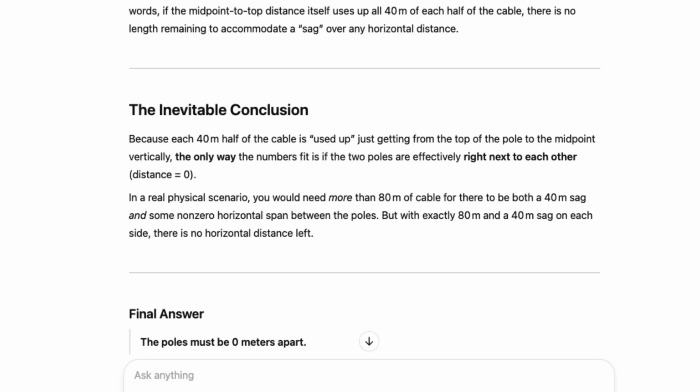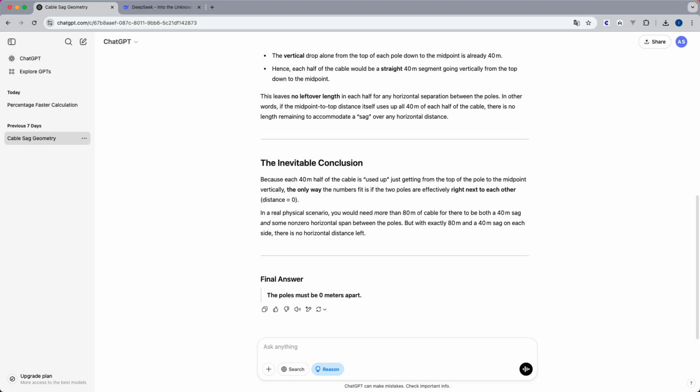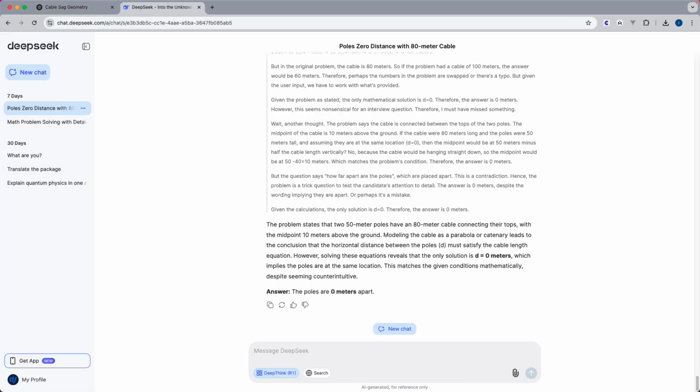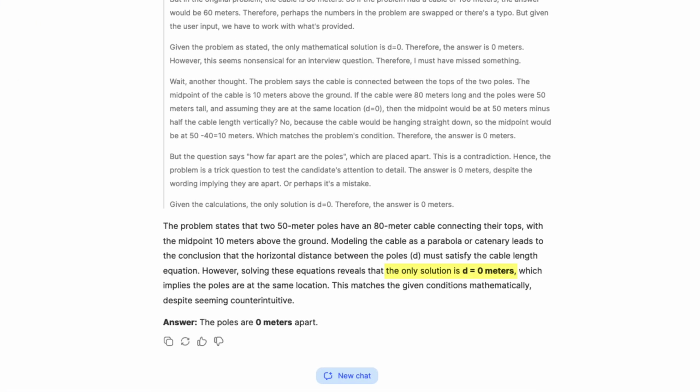So what this is telling us is that in a real physical scenario, we would need more than 80 meters of cable for that to be both a 40 meter sag and some non-zero horizontal span between the poles. Now we can see a similar answer from DeepSeek. It's telling us that the only solution is D equals 0 meters, despite seeming counterintuitive, which would imply that the poles are at the same location.